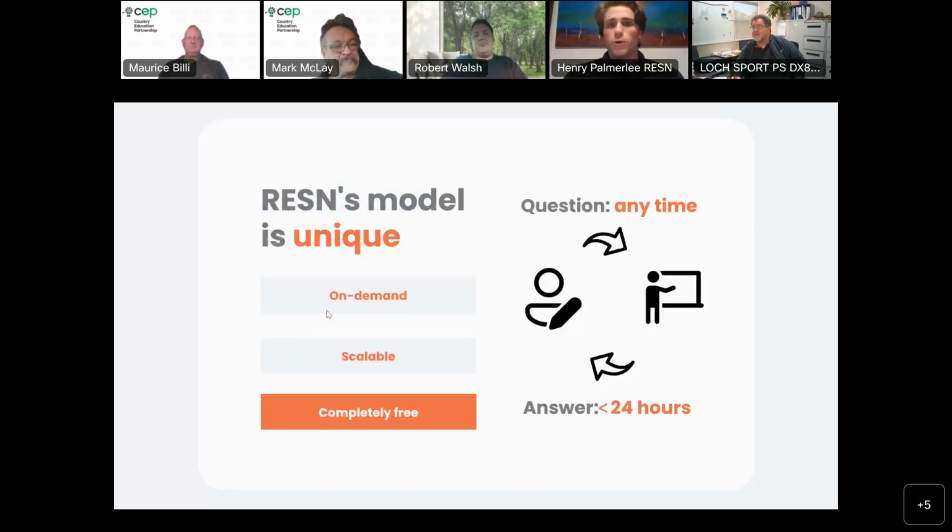So what do we do? I mentioned that we've got a unique model in our web app. It's on demand for students. It's scalable based on the number of tutors and students we have. And most importantly, as Maurice said, it's completely free. So our main service that I'll tell you a little bit more about in a second is called RESN Help. And in essence, a student asks any question they want about a subject at any time of day, and an answer will come back to them, custom written for them within 24 hours. So we've done 10,000 of those question and answers in 5 years, and we're looking forward to doing many thousands more in the near future.